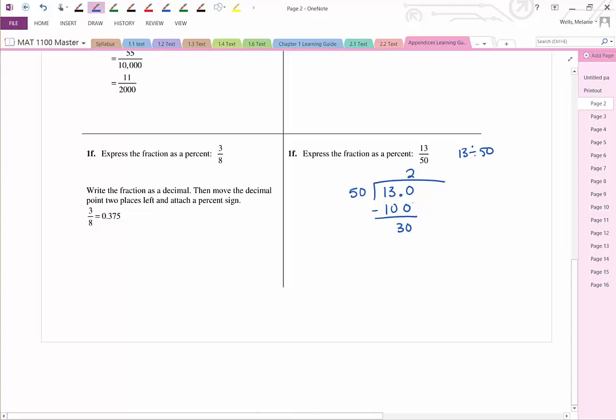And let's keep going out a couple of decimal places, see if we can get it to terminate. So I'm going to add another 0, bring down the 0. 50 will go into 300 6 times. 6 times 50, there we go, is 300, which leaves me with the remainder of 0. Now remember, this decimal place, I need that in my answer. So the decimal equivalent of 13 over 50 is 0.26. So for the percentage, we'd need to move the decimal place 2 places to the right, which would give me 26%.